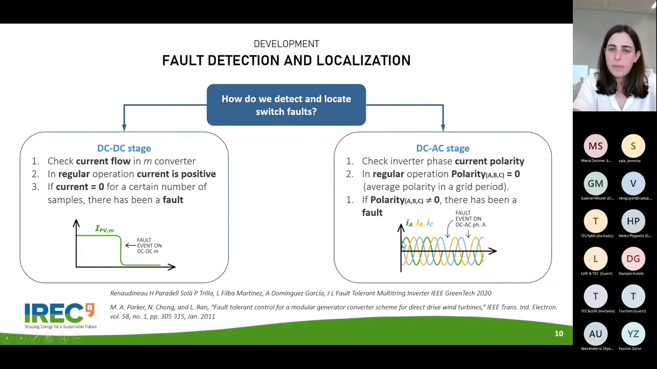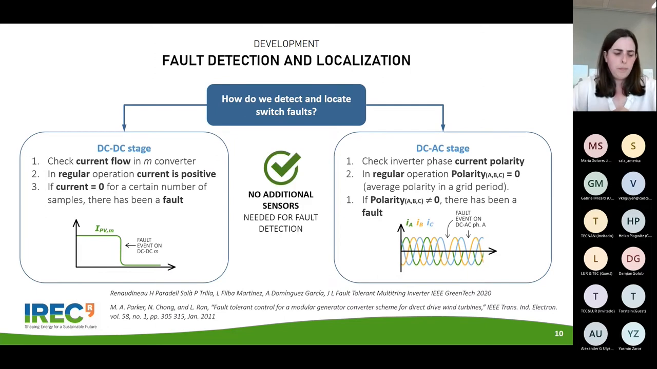In regular operation, in a grid period, which would be the period of a sine wave, we have the same amount of positive current as negative current. So the polarity, as it's a symmetrical wave, would be zero. With the topology of converter we're working with, the faults will present only positive currents or negative currents. So when we have a fault, we'll only have positive or negative current. This means the polarity would stop being zero, because we would no longer have a symmetrical wave. In that way, when polarity is different than zero, we can detect there has been a fault, and by monitoring all the grid currents, we can know in which phase the fault occurred.